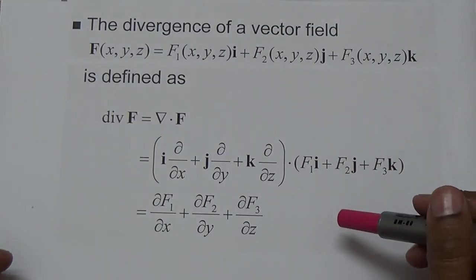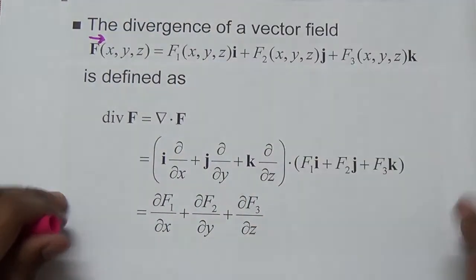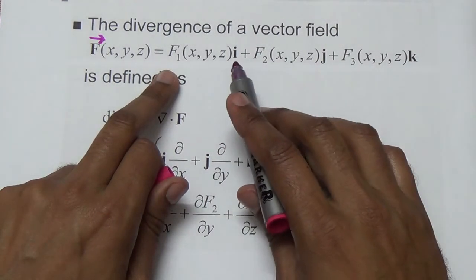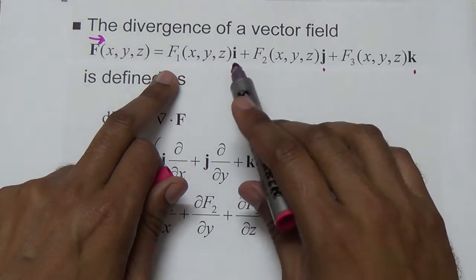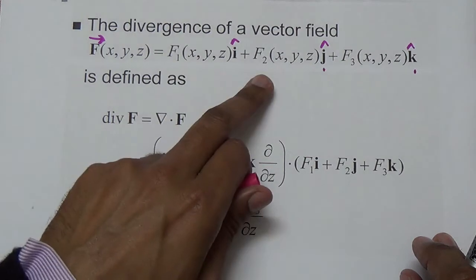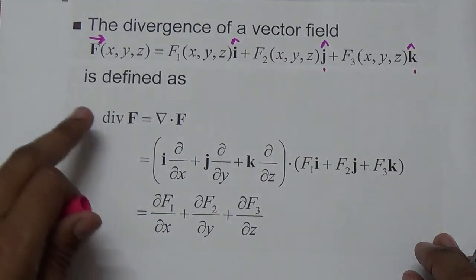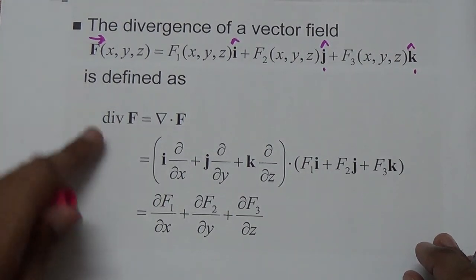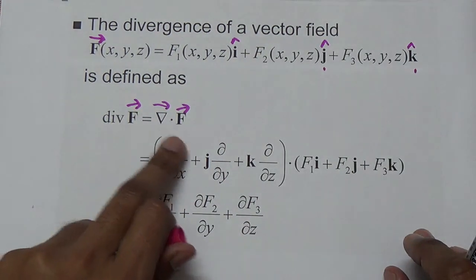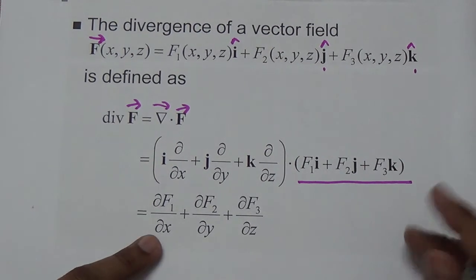Now the point is how to define it mathematically. For that, we are considering an arbitrary field F. This is F. F is a function of the spatial coordinates x, y, z. This can be represented in terms of its components along the x-axis, the y-axis and the z-direction, where i, j and k are the unit vectors. Now f1 is the field component along the x-direction, f2 is along the y-direction, f3 is along the z-direction. When I take the divergence of this field, the way of writing the divergence of F is like this, or this one, del dot F. Now this is the del operator, and this one is the vector F. The result of these two is equal to this one, only a scalar.